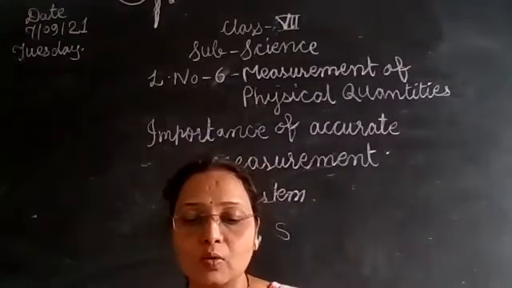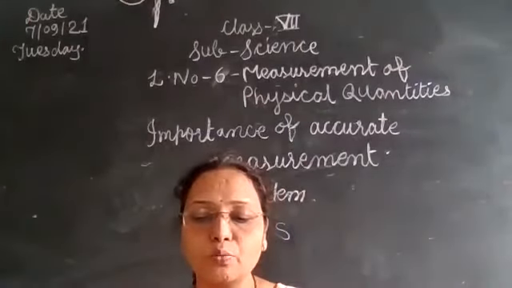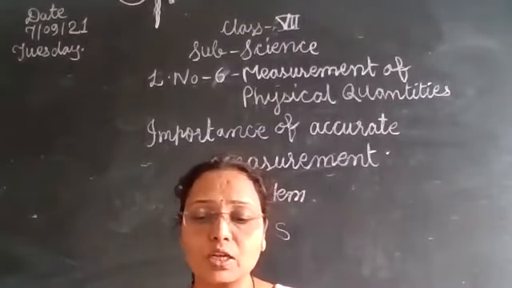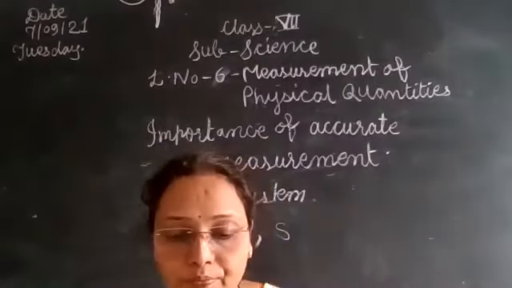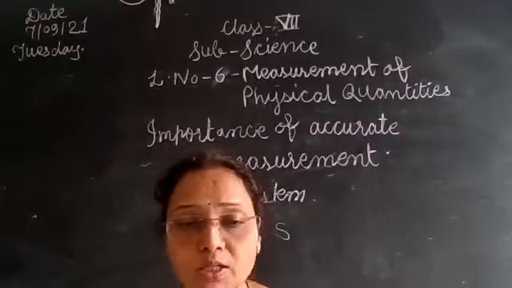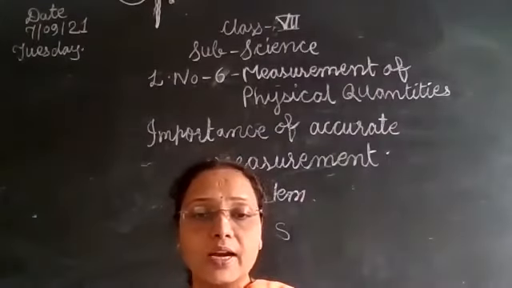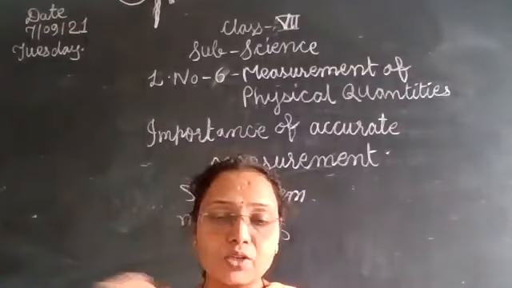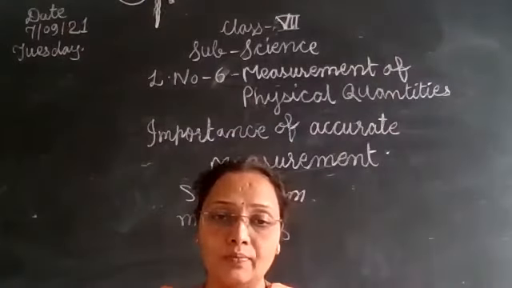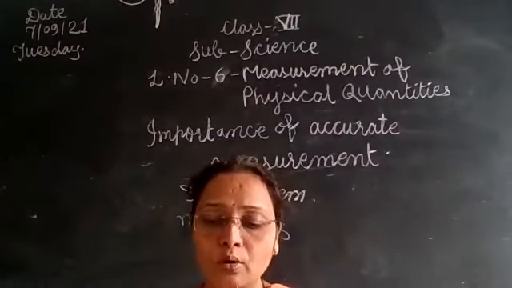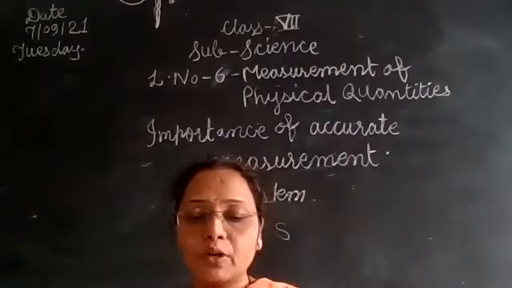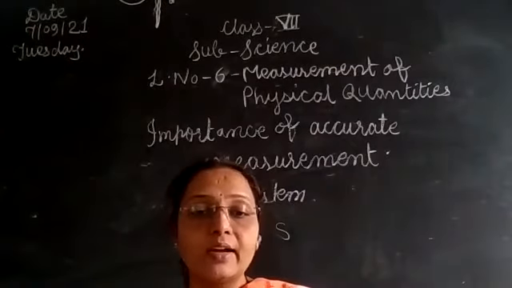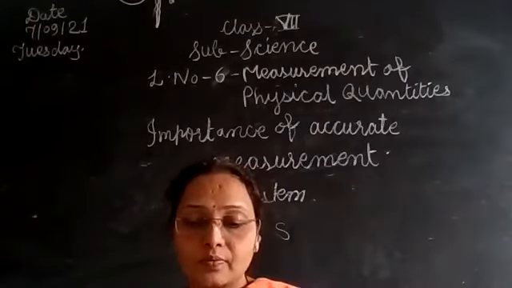TMC means 1000 million cubic feet. 1 TMC means 1000 million cubic feet. So 1 cubic foot means 28.317 liters of water. That much water is released, and that much water comes into the dam. So you should know 1 cubic foot means 28.317 liters. Okay.